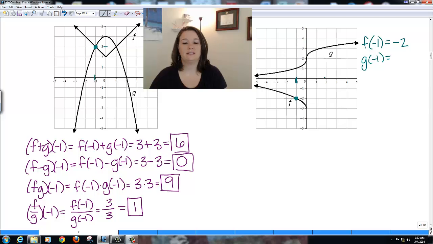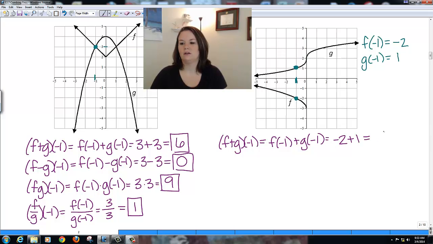Now I do the same thing with g. I go to where x equals -1, trace it up to my g curve, and its y value at that point is 1. So now that I know what f of -1 and g of -1 equal, I can figure out the 4 things they were wanting me to find. So the first one is f plus g of -1. So I'm doing f of -1 plus g of -1, which when I add those, f of -1 was -2 plus g of -1, which is 1. -2 and 1 gives me -1.